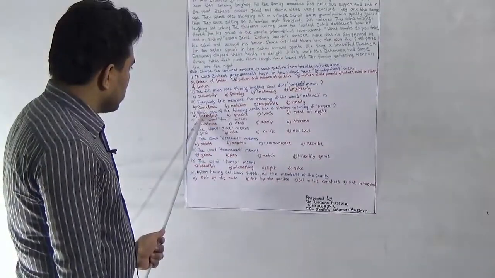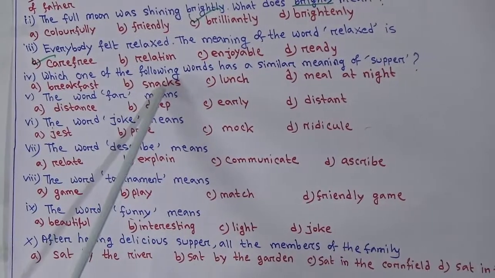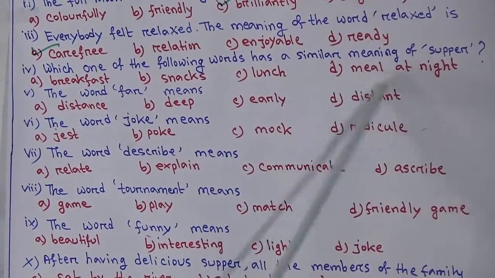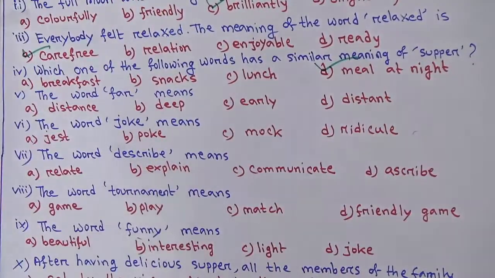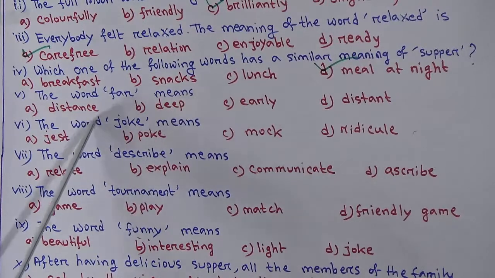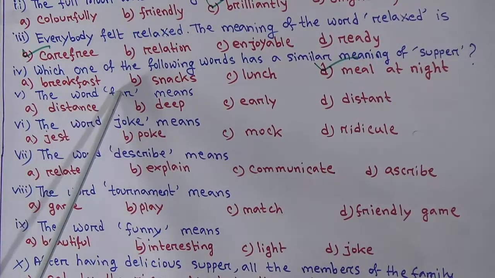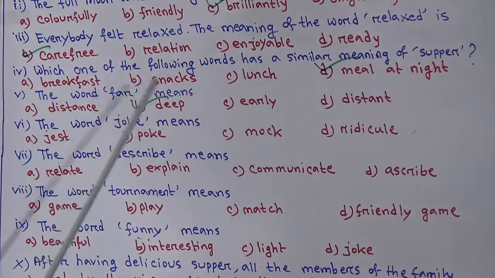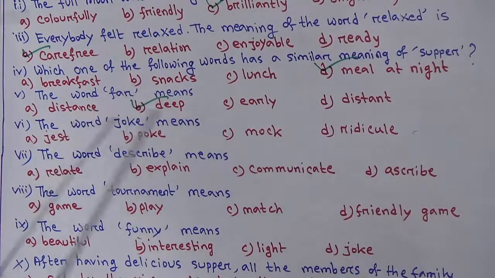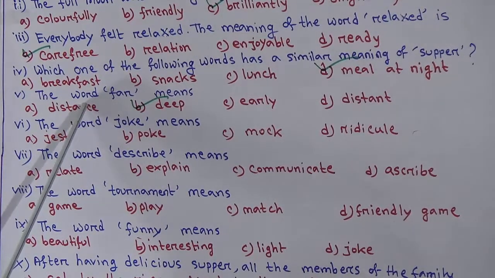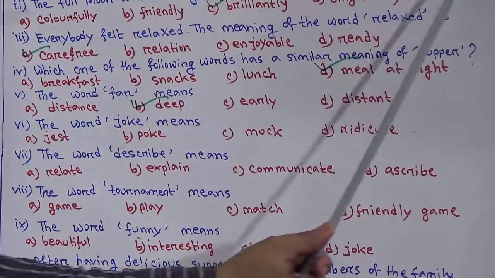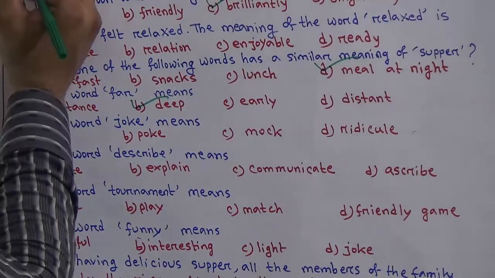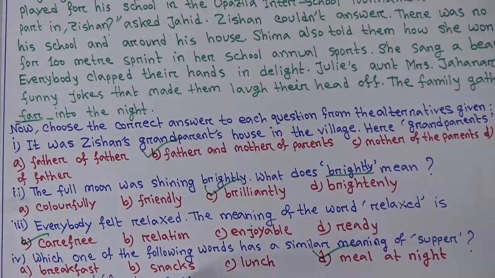So supper can be breakfast? Snacks means light food. Lunch is the meal at noon. Meal at night. Yes, supper means meal at night. The word far means, according to the passage, deep. So search for the word deep here. Distance and distant are similar words, but they cannot be the correct answer because of how it is used in our passage. The family gathering went on far into the night. Here far refers to the meaning of deep.